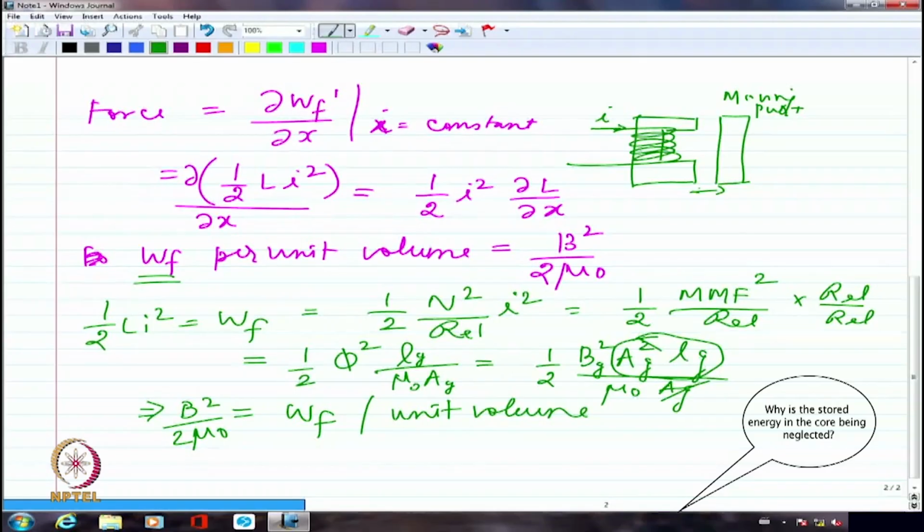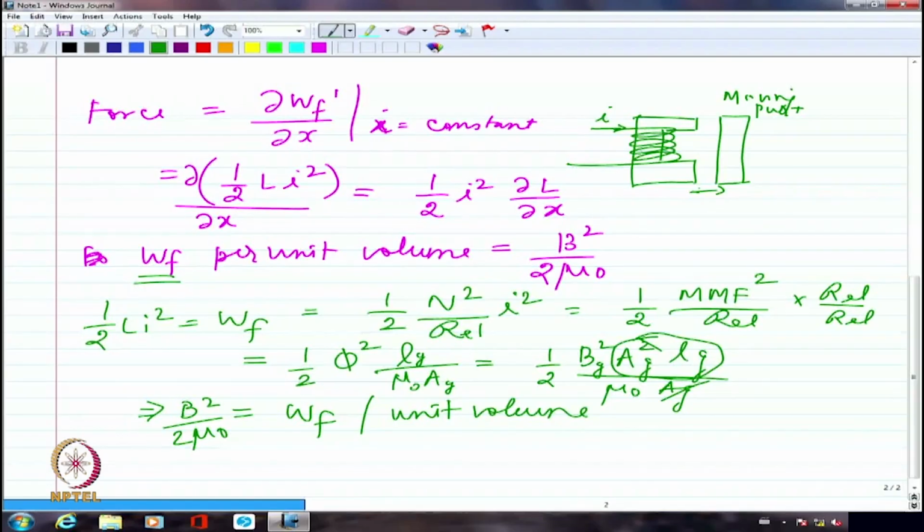The air gap stored energy happens to be much higher compared to what is being stored in the core, because the core permeability is quite high compared to the air gap. So most of the energy that goes towards magnetizing the entire structure goes into magnetizing the air gap, because the air gap is difficult to magnetize. You are going to have higher and higher reluctance. That's the reason why we are mainly looking at the air gap.